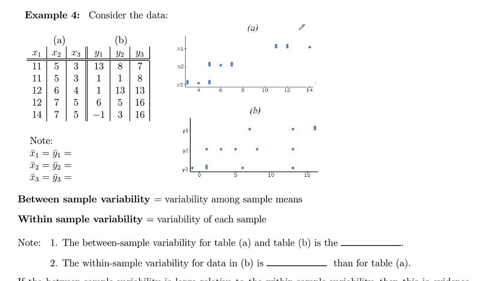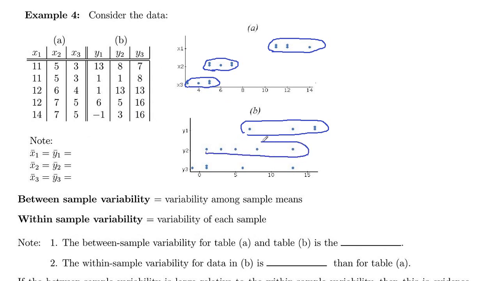X1, this data is right here. X2 here. X3 here, and then Y1 here. Y2 data is graphed here, and Y3 data here. So that's to let us compare these data sets visually.